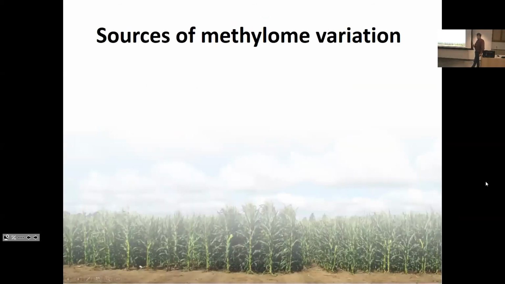Okay, so that was my stories about where methylation is in the maize genome and what the patterns look like. For the next chunk of time, we're going to talk about where variation comes from, what impact variation has on this.